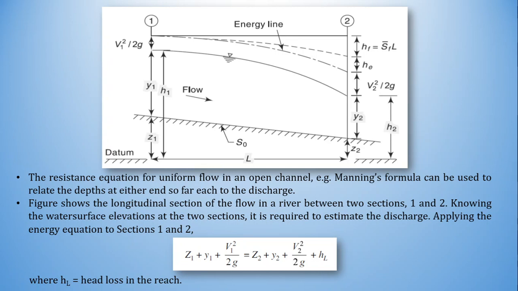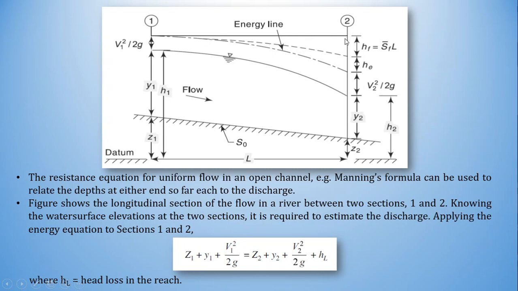So here, in general, with respect to datum, you can consider the height of flow for section 1 as Z1 plus Y1 equal to H1, and for section 2 from datum it is Z2 plus Y2, that is H2. This is the velocity head for section 1, V1 square by 2g, and V2 square by 2g at section 2. From section 1 to section 2, there is head loss.